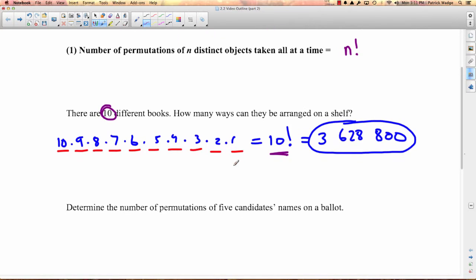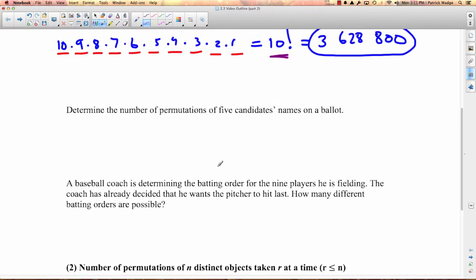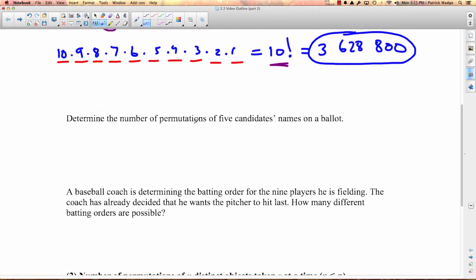So the next question, it's pretty fast. If you see it's this type, determine the number of permutations of 5 candidates' names on a ballot. So you're going to put 5 people's names on the ballot and everyone's arguing over whose name should go first and second and third, and you want to think to yourself, well, how many different permutations are there? How many different ways could we write those names? Well, again, you could do it the slow way, use the fundamental counting principle, and say to yourself, how many names could you put in the first spot?